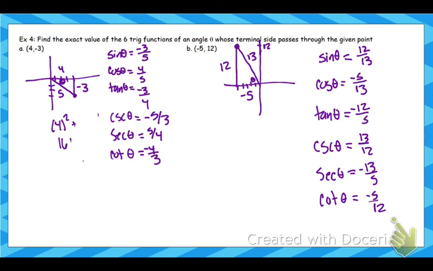All right, what we're going to do next class is look at the same concepts, but instead of degrees, we're going to start looking at what radians are.